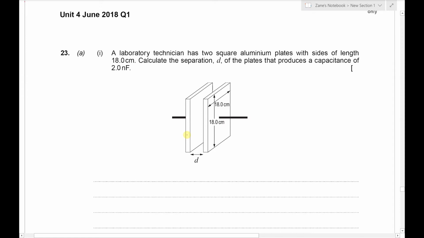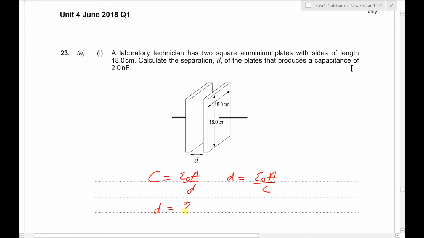For the first part of the question, we've got a parallel plate capacitor that's been made up of two square aluminium plates with sides of length 18 centimeters. The capacitance is 2 nanofarads, and we've got to work out the separation of the plates. So we can use the parallel plate formula, C equals epsilon naught A over d. d therefore is epsilon naught A over C.